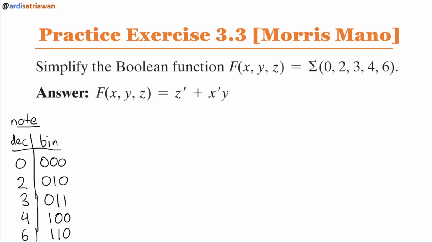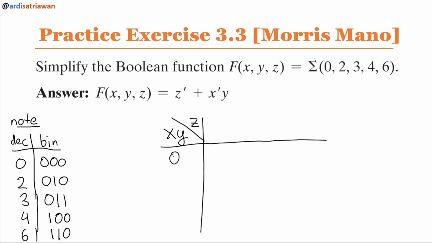Now let's draw the K-map, with 2 variables on the rows and 1 on the columns. I usually draw it like this: xy is the row and z is the column. Let's write the rows first. The xy consists of 2 bits, so we'll have 0, 0, then 0, 1. Be careful here, this is not 1, 0, but 1, 1. And finally, this here is 1, 0. For z, because there is only one variable, we only have 0 and 1.